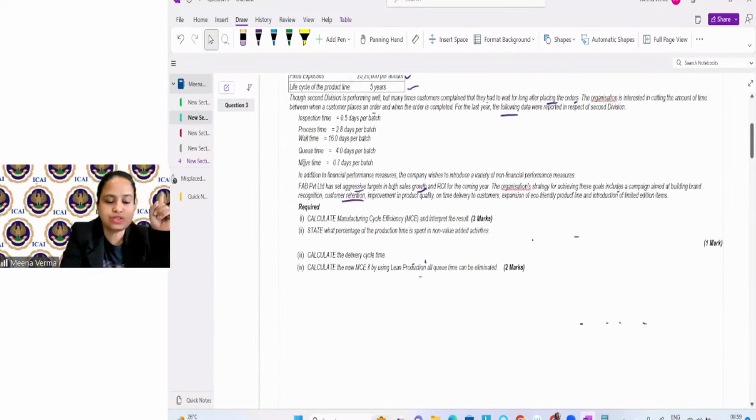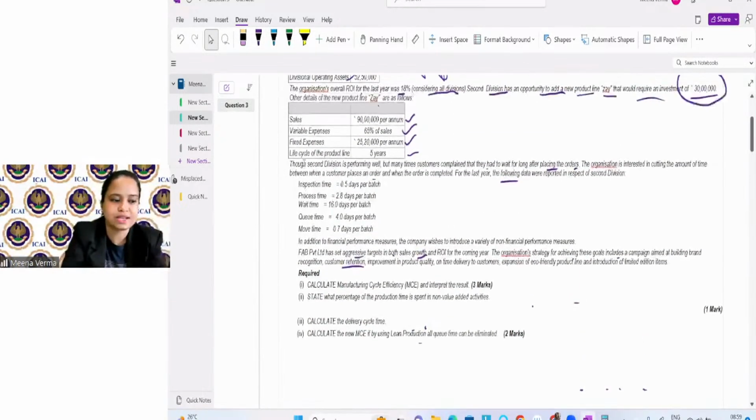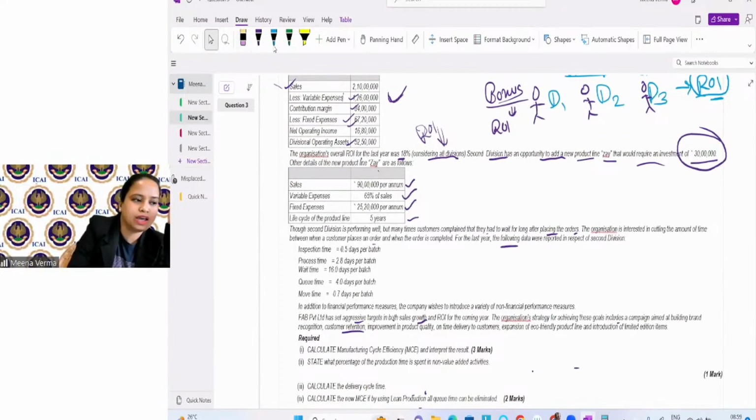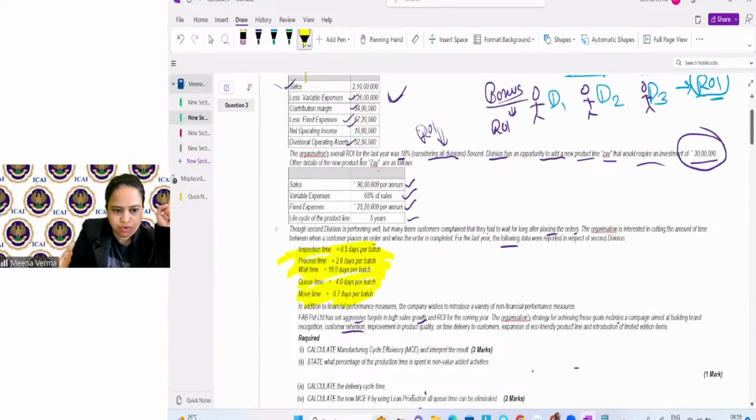So the first question is, what is the manufacturing cycle efficiency here? For the second division, if you see here, they have given you the information for the second division at this place. Second division is performing well, but many times customers complained that they wait a long time for placing and receiving the order. These are the reasons in the second division. And they're asking you to calculate manufacturing cycle efficiency. Now we know the formula. How do we find the manufacturing cycle efficiency?